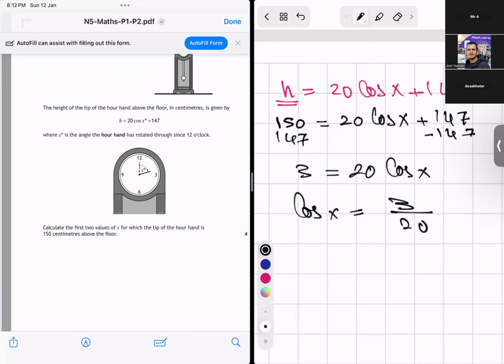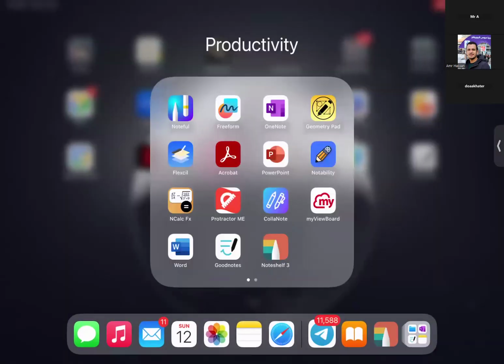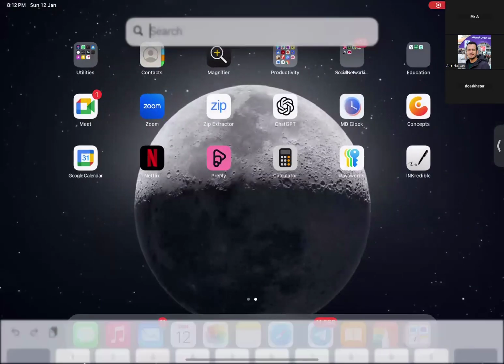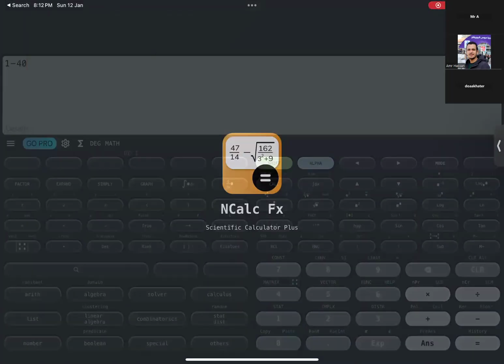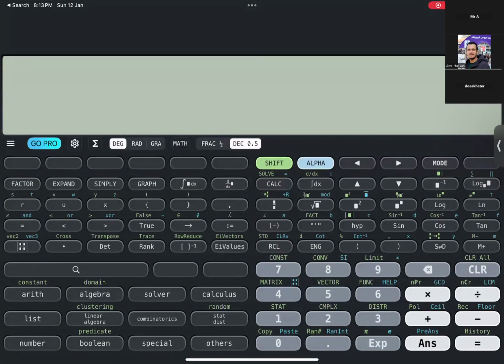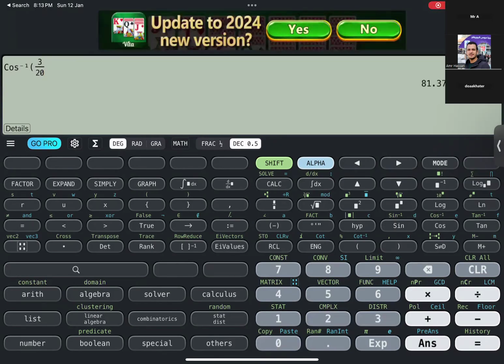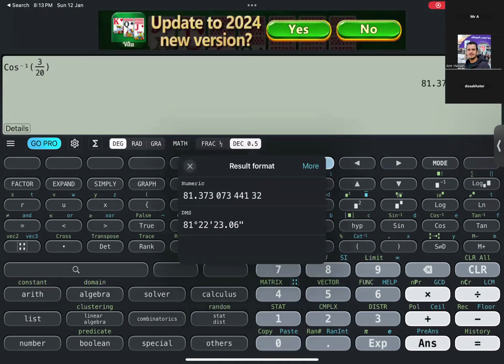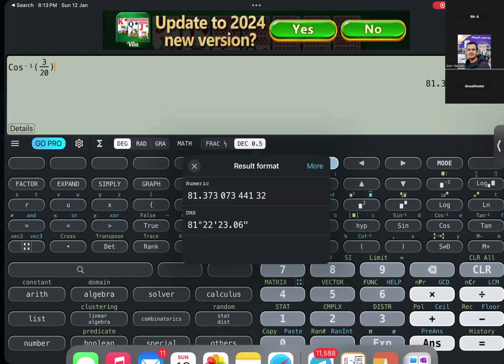But remember, I need to figure out what x stands for. I need to get the angle in the middle between those two hands. So let me use my calculator. Remember, I don't have to write cosine, I have to press shift cosine, 3 over 20. Right? So what is the answer? The answer sounds like 81 degrees and 22 minutes.